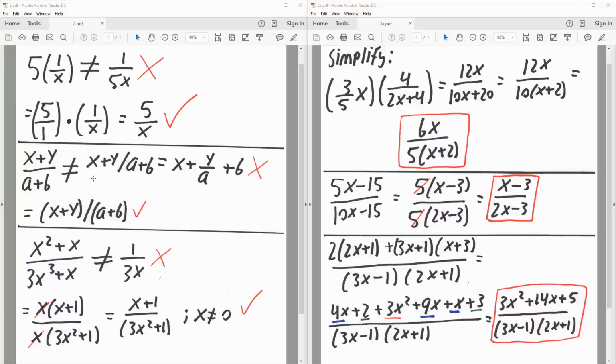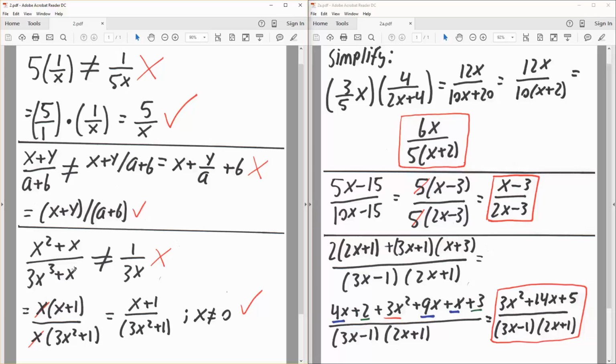The next misconception we have is x plus y divided by a plus b. We can't simply say x plus y divided by a plus b like this, because this would be equivalent to x plus (y divided by a) plus b, because there's no parentheses. So instead of writing like this method, we want to write it like this. We would have to use parentheses.